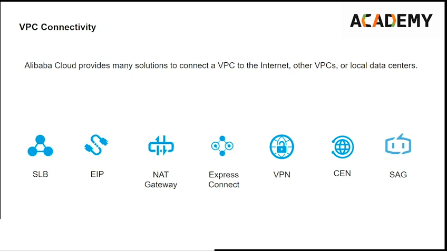This is good for machines which are behind the load balancer or behind the firewall. Fourth is Express Connect. Express Connect we normally use for dedicated fiber or VLANs. And the fifth is VPN, which we normally use for site-to-site VPN or the virtual circuit where Express Connect is not available. Sixth is the CEN, Cloud Enterprise Network, where we can connect multiple VPCs, VPN, and Express Connect at the same time, right? And we have the SAG, or Smart Access Gateway, right? So these are the options which we can use easily.